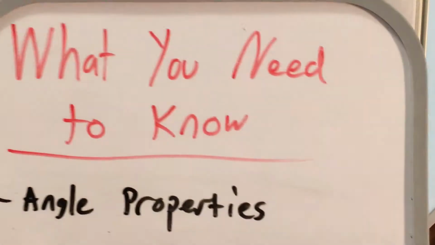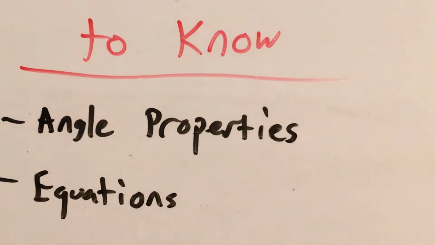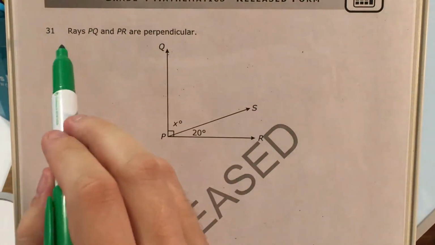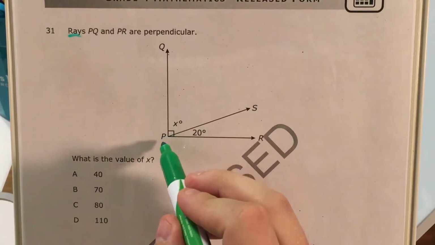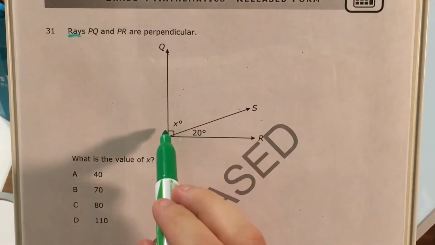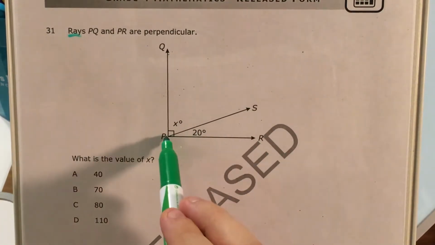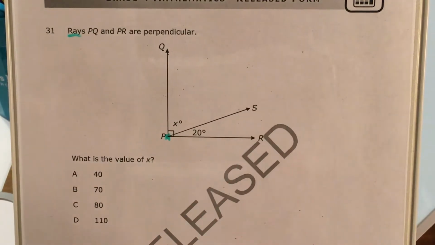Alright, so in order to do really well in a question like this, you need to know the basics of what angles are, as well as equations, because we're going to have to use an equation to figure this out. So first I want to go over a quick bit of vocabulary that doesn't have to do with angles. A ray is something that starts at one point and keeps going. So in this case, PQ, PR, and PS are all rays, because they all start at this one point here, and then they just keep going off for who knows how long in a certain direction.